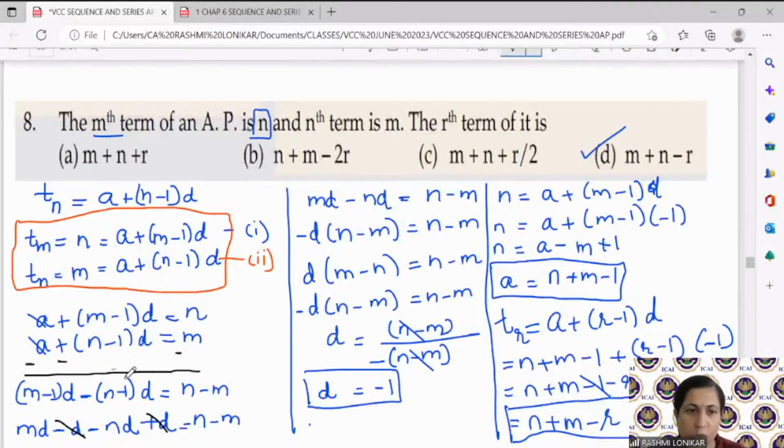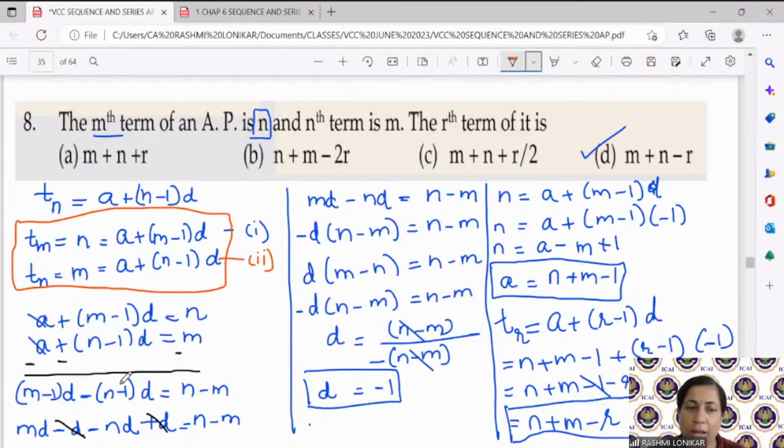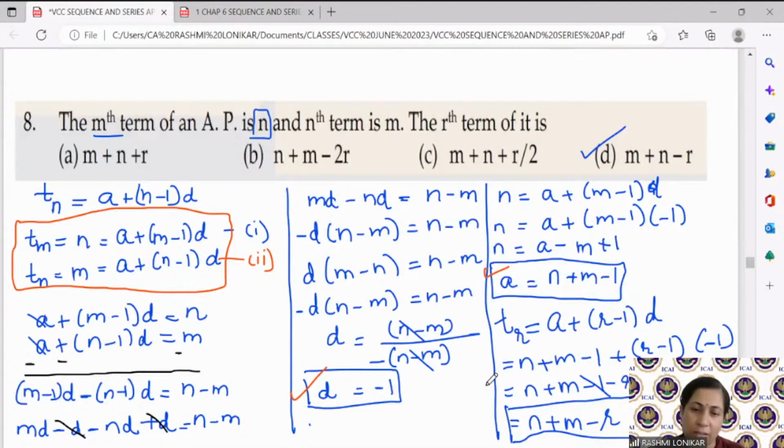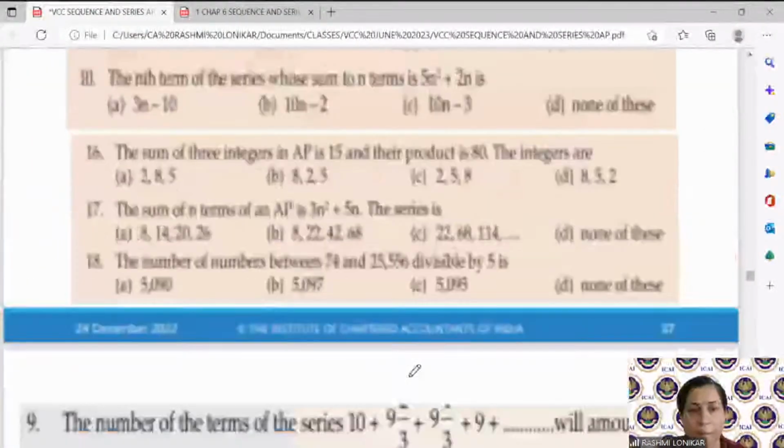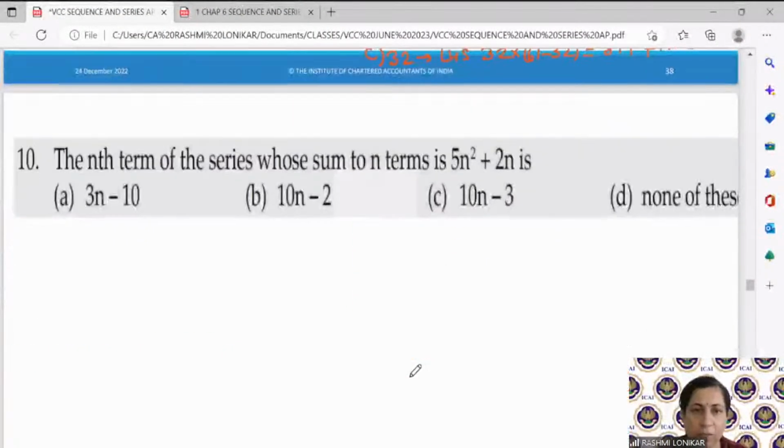Once I'm able to write this property, what they are saying, properly, then I get two simultaneous equations. I solve these two simultaneous equations. I get the cancellation and I get the value of d by solving this. Then I put this value of d in any one of the equations. I get the value of a. After that, I will just write what they've asked, tr, the rth term. So instead of n, I will write r and I get this value of tr. Okay, Kavya? Okay. Now we have done the 9th sum. Let us go to the 10th sum.